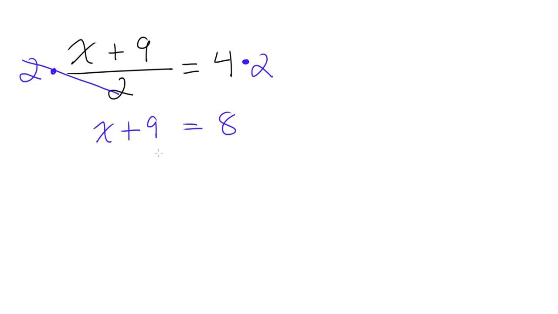How do we get rid of positive 9? By subtracting 9 from both sides. This cancels out, and I'm left with x equals negative 1.